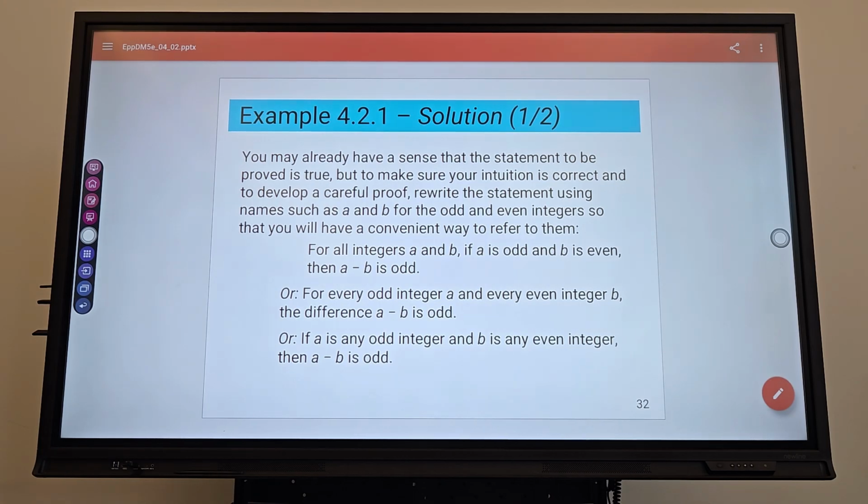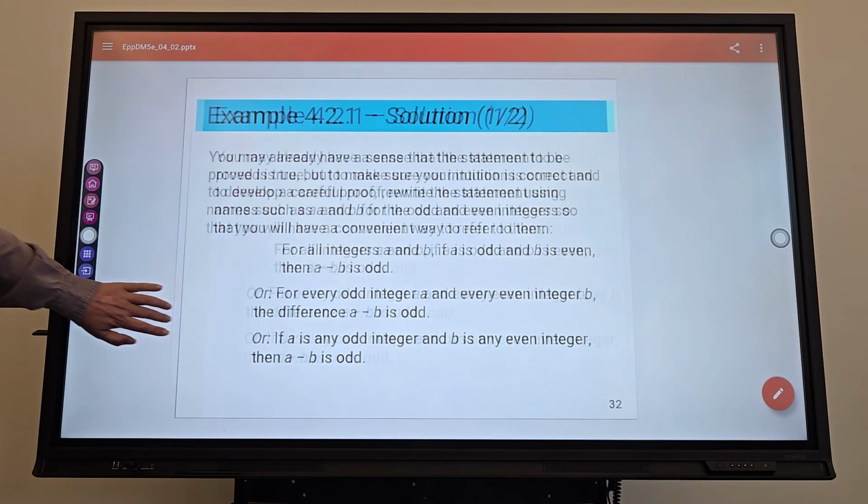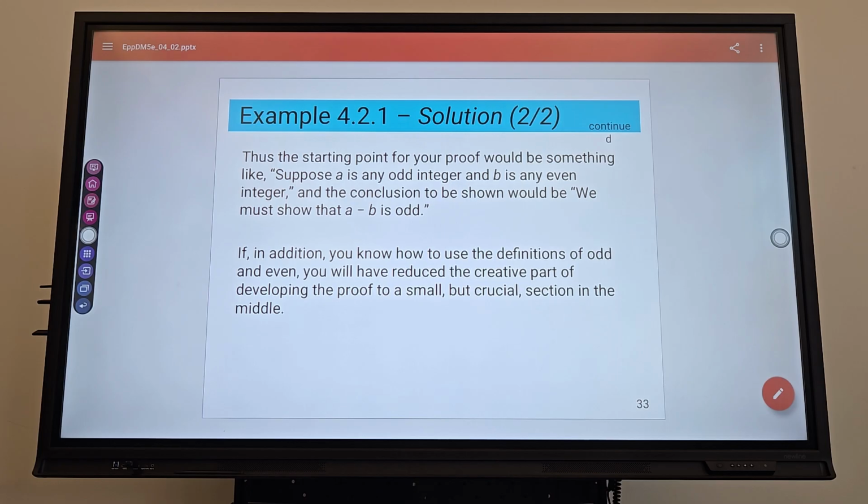You may already have a sense that the statement to be proved is true, but to make sure your intuition is correct and to develop a careful proof, rewrite the statement. For all integers a and b, if a is odd and b is even, then a minus b is odd. So the starting point of the proof would be something like, suppose a is any odd integer and b is any even integer. And the conclusion to be shown is we must show that a minus b is odd.